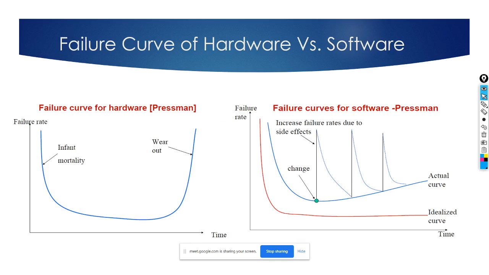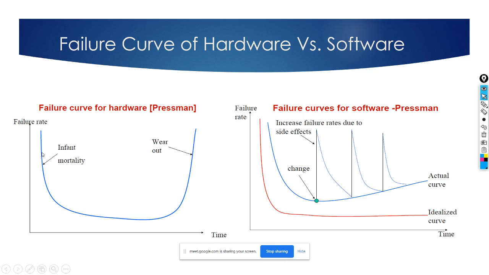Then let's look at the failure curve for hardware and software. When it comes to hardware, initially the failure will be very high. Then it will be stable, right? It will stabilize. Then because of the wear and tear, after some time it is again going to have a very high failure rate. That is why we have an initially high failure rate, because initially you are finding some bugs.